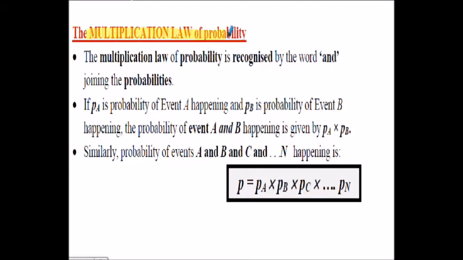The multiplication law of probability. The multiplication law of probability is recognized by the word "and" joining the probabilities. If PA is the probability of event A happening and PB is the probability of event B happening, then the probability of event A and B happening is given by the expression PA times PB. Similarly, the probability of event A and B and C up to N happening is given by P equal to PA times PB times PC, etc.